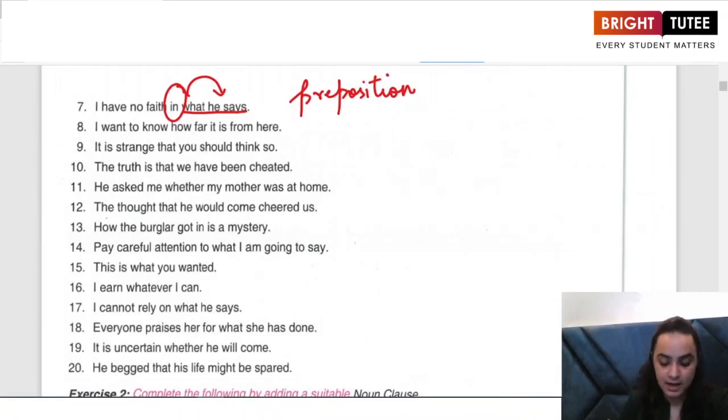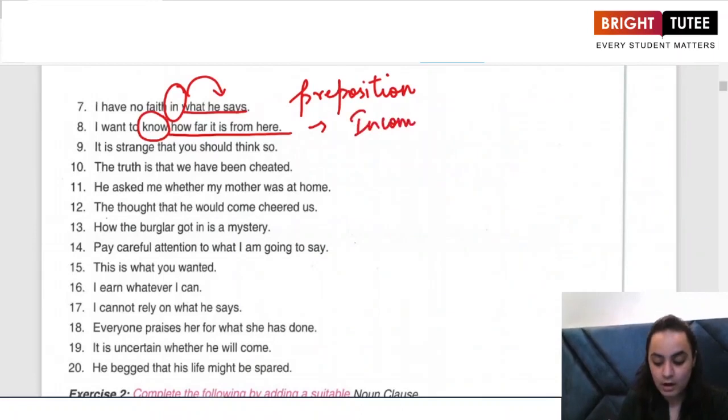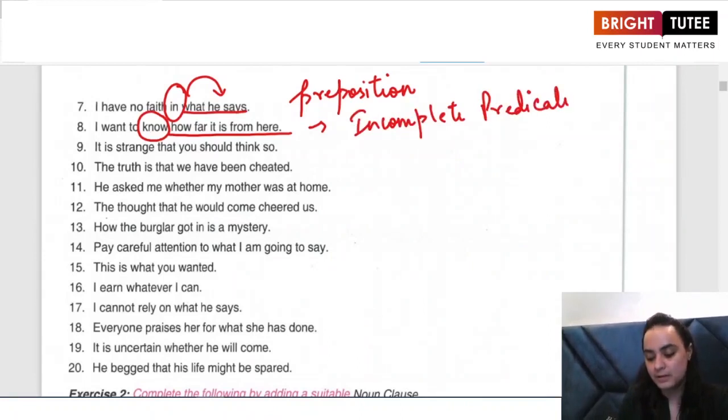Eighth sentence. I want to know how far it is from here. I want to know what? How far it is from here. Now, what is my verb in the sentence? Know. I want to know. But do you think this verb know is complete? If I say I want to know, this is not making any sense. It is an incomplete verb. So this is the noun clause of incomplete predication. It is complementing my verb of incomplete predication.